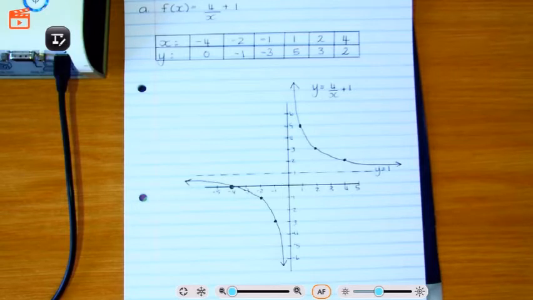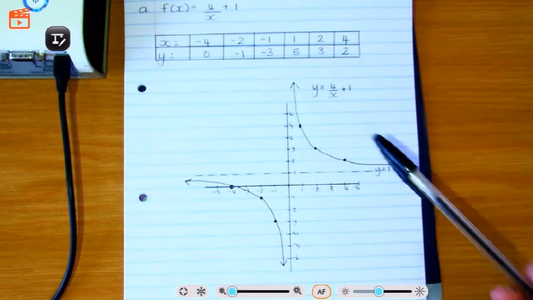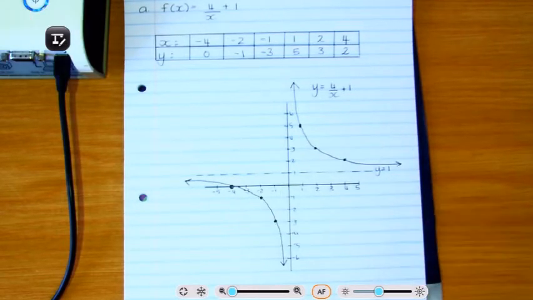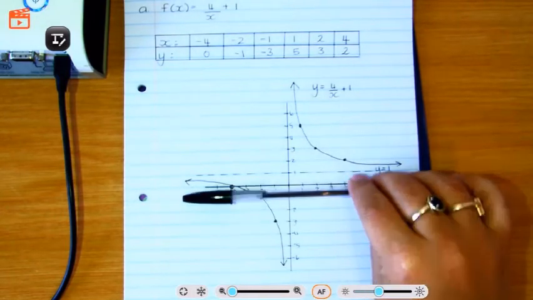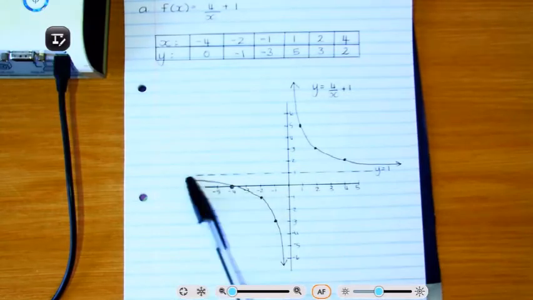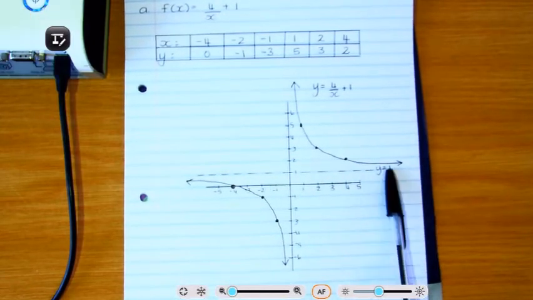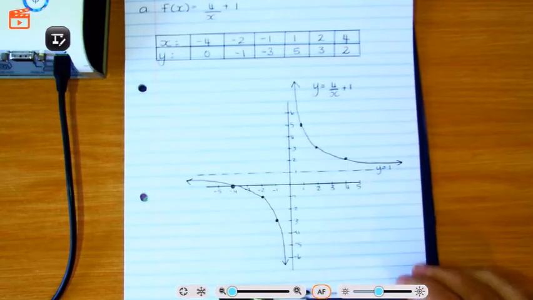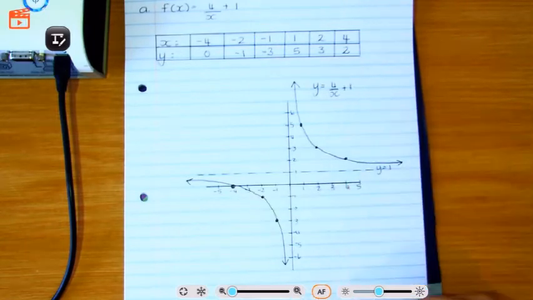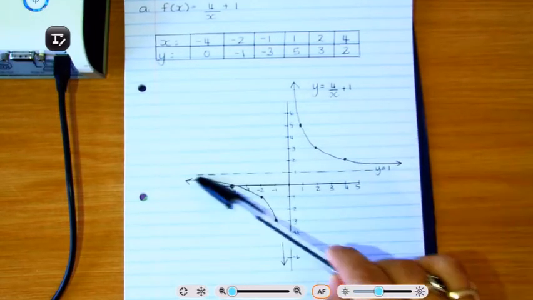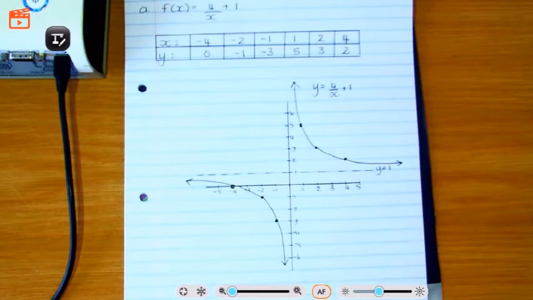So just a few things to notice. My A value determines that it is in quadrant 1 and 3 because it's positive. Second thing is my vertical shift is at 1. My asymptote is drawn at 1, which means the graph has shifted up 1 unit, and you can see it never will cut that asymptote.